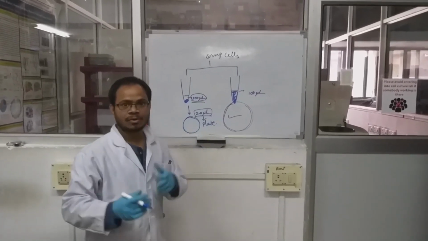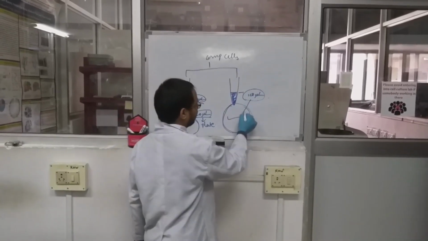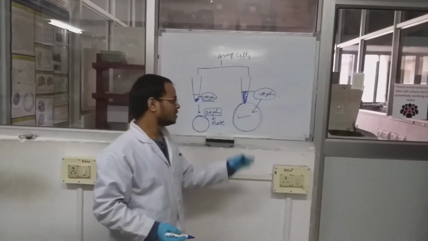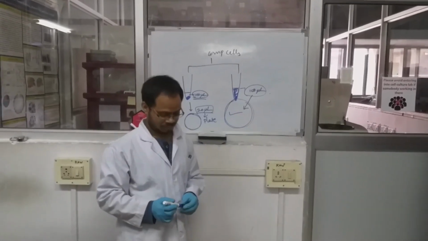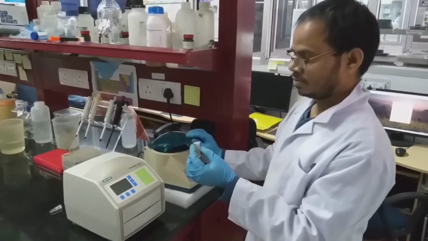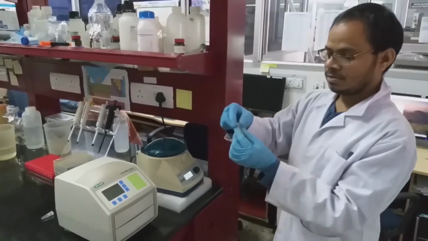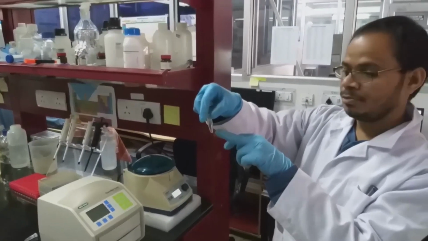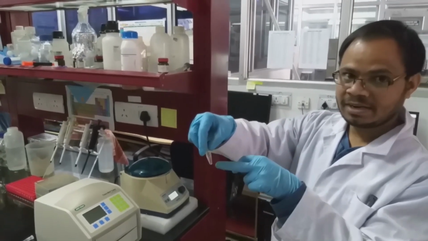But if you are expecting low transformation efficiency, you can use all 100 microliter for plating. This is the best way to increase the chances of transformation. We got a pellet. Now we will take out the media and keep 100 microliter, resuspend and we plate.